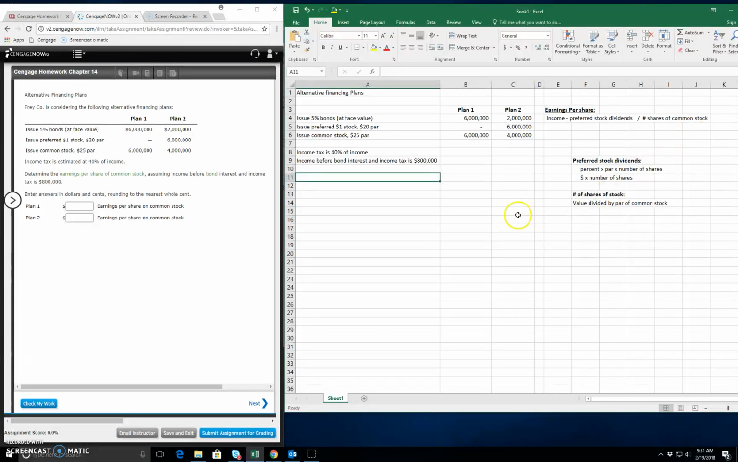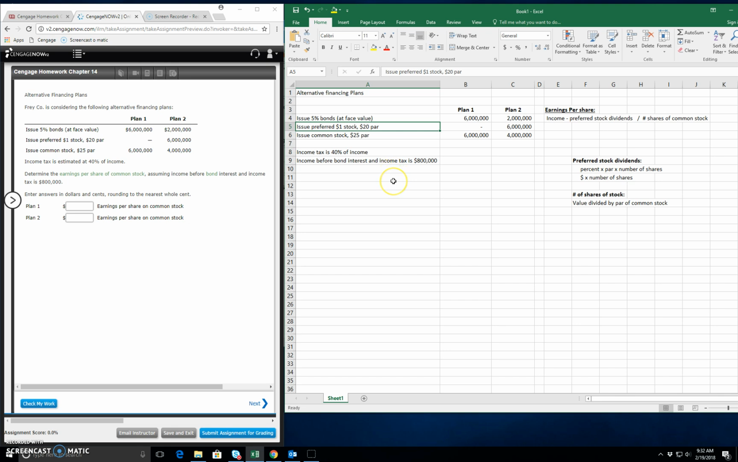Okay, so the things that we need to know are, first of all, how to calculate preferred stock dividends. If we look at our preferred stock in Plan 2, we are given $1, which is our preferred stock promise, basically, and $20 par. Sometimes we're given a percentage, sometimes we're given $1. So it's always going to be the dividend amount times number of shares. In this case, it's going to be $1 times number of shares. If this was a percentage, it would be a percentage of par, so percent times par times number of shares.